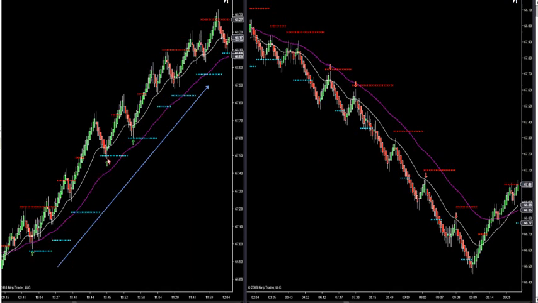uptrend, stair step up, stair step up, stair step up, higher low, higher low, higher low, higher high, higher high, higher high, higher high, higher high. So buy the arrow, buy the arrow, buy the arrow. It doesn't close both symmetry dots, so buy the arrow.